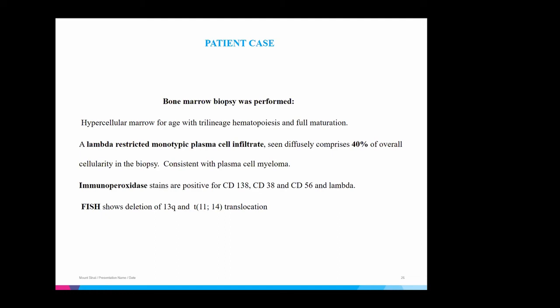The patient did have a bone marrow biopsy. It was hypercellular for his age, had trilineage hematopoiesis, and full maturation. And there was a lambda-restricted monotypic plasma cell infiltrate seen diffusely and comprising 40% of overall cellularity in the biopsy. And it was read as consistent with plasma cell myeloma. The immunoperoxidase stains were positive for CD138, CD38, and CD56, as well as lambda.